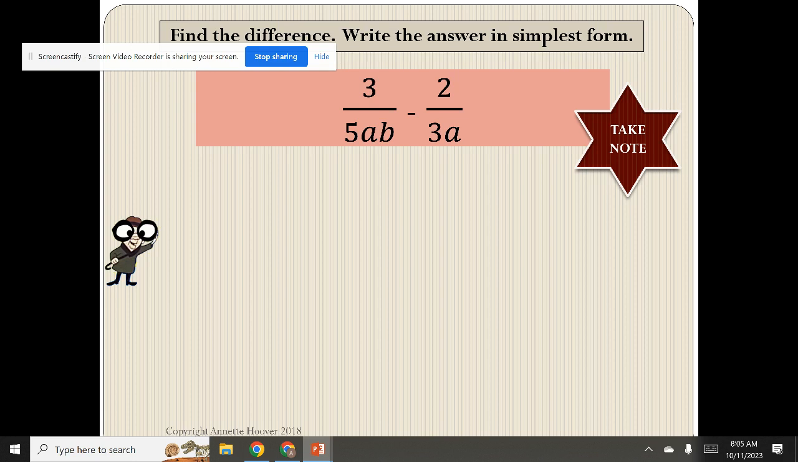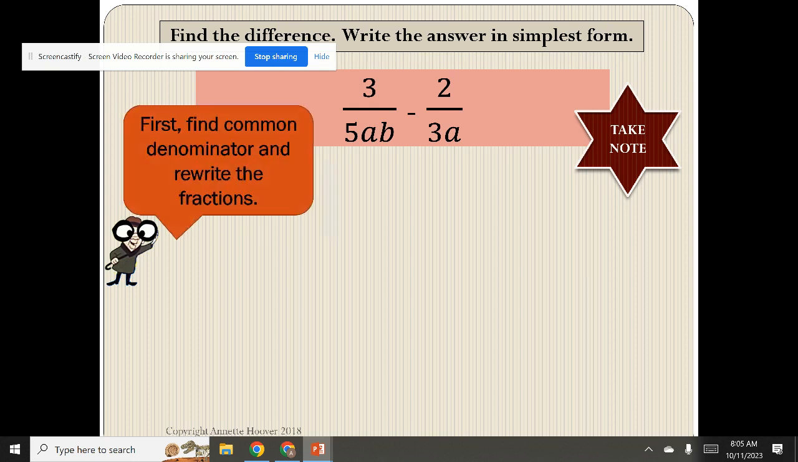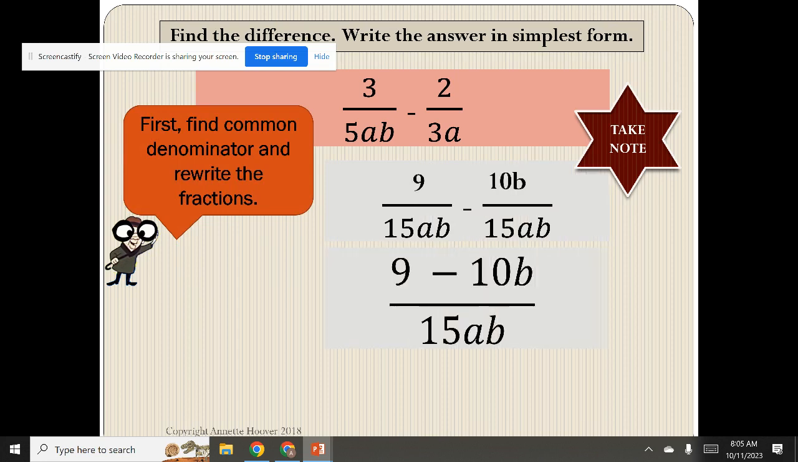Again, we have this negative sign. So negative 2 times 5B would be negative 10B, and you are finished. You can't simplify it at that point. Here it is again. There's your final answer.